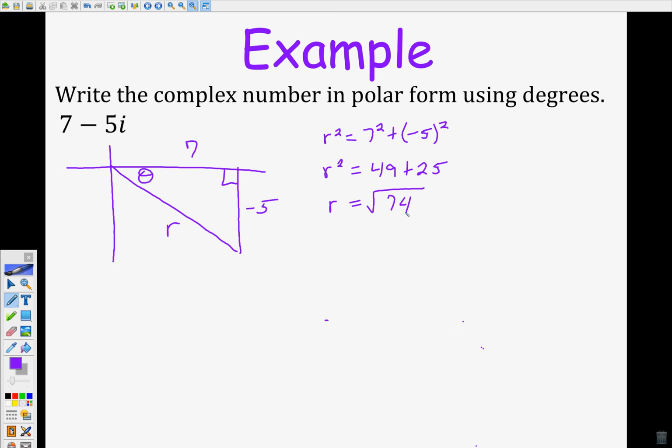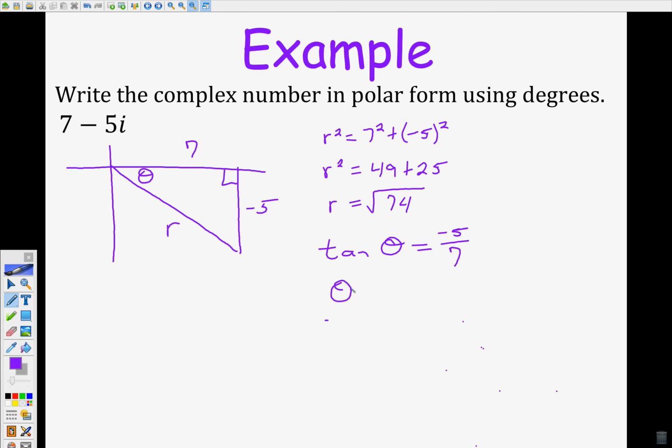The next thing I need to find is the angle. And in this case, the easiest thing to do is to look at tangent. So I'm going to look at tangent of theta, which is opposite, negative 5, over adjacent, which is 7. And this isn't a special triangle, this isn't anything I know.